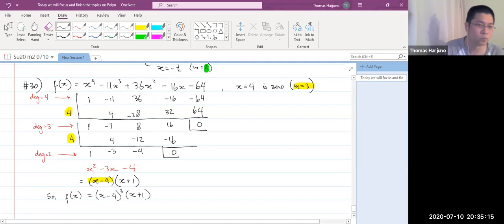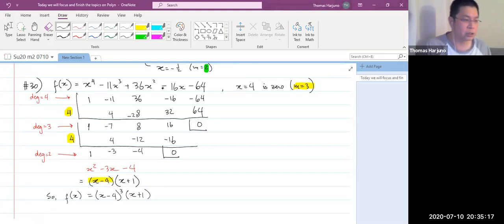So notice that once you get a 0, not only do you get a factor, but you can also use that factor to divide, get the quotient, and then get another quotient, and then another quotient. Now you get all the zeros instead of only 3.